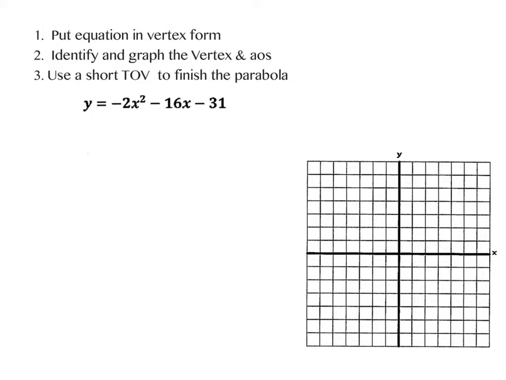first of all, you're just going to write the vertex. Then I'm going to identify and graph the vertex and the axis of symmetry. But for number 3, something else you can do is to find the Y-intercept by making x equals 0, then solve for y.